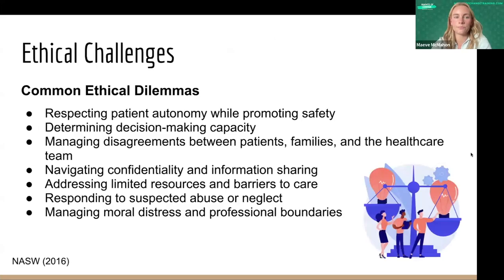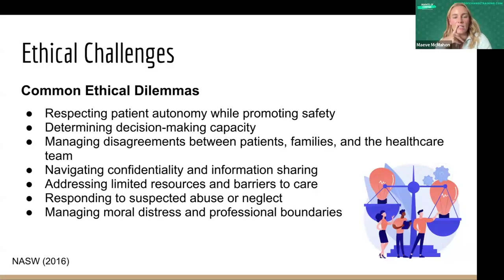All right, I don't want to run out of time, but some common ethical dilemmas are respecting patient autonomy while promoting safety. Like I mentioned in this last case study, when you had this patient who was discharging somewhere, you want to make sure you're getting their approval before releasing any of their medical information to any other family members. Even if you don't think it's a big deal, you want to get that approval from them.